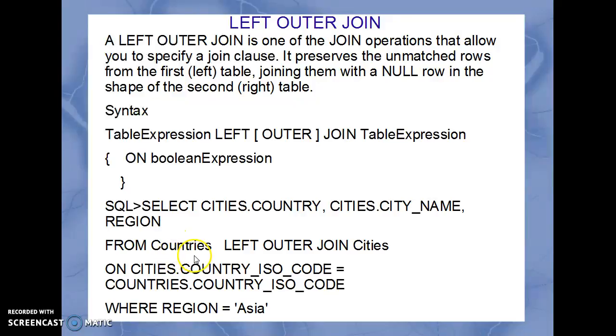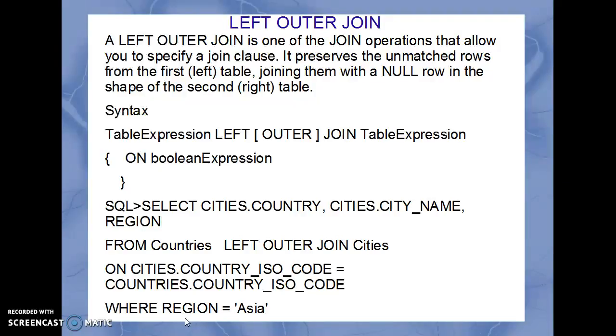From the countries table, left outer join, where countries is one of the table names. It applies a left outer join to the cities table on this condition: cities.country_iso_code is equal to countries.country_iso_code, where the region is equal to Asia also. Okay, the cities and countries tables.